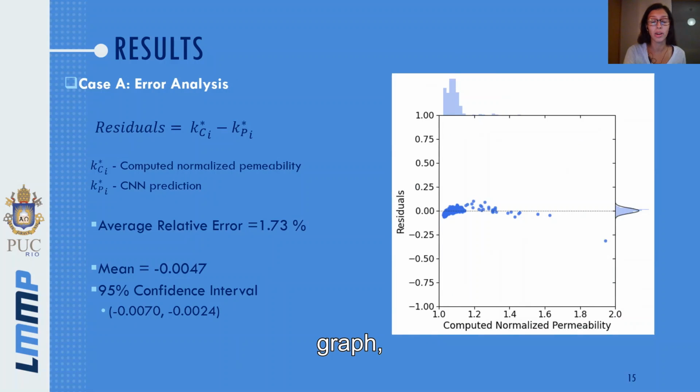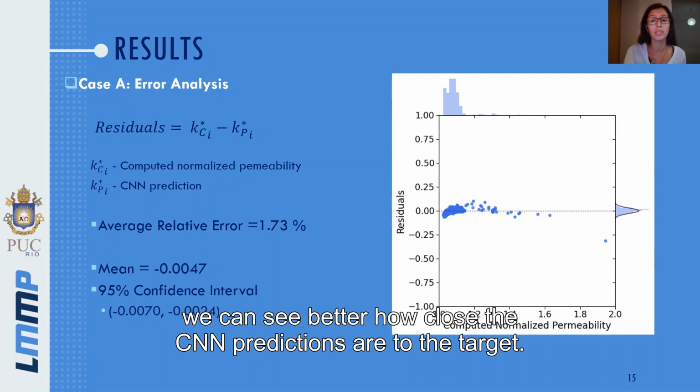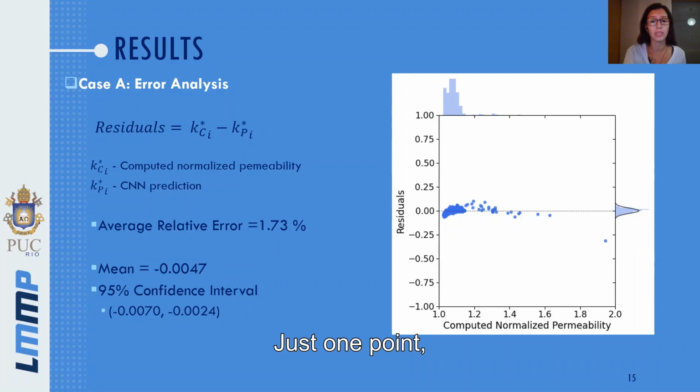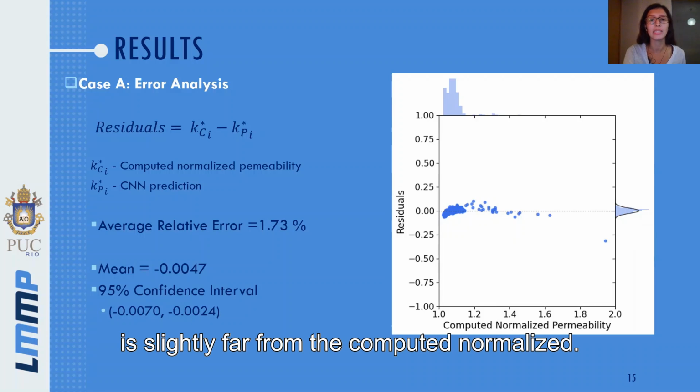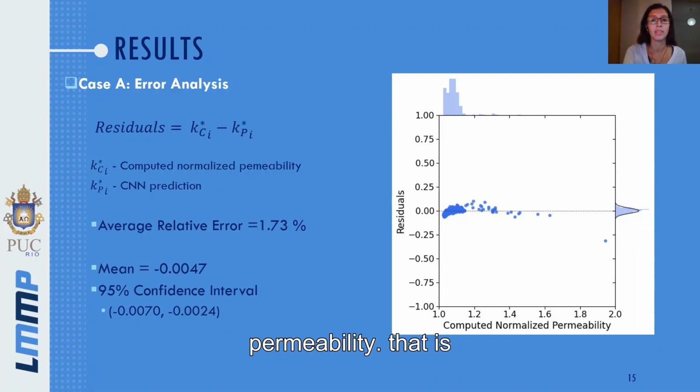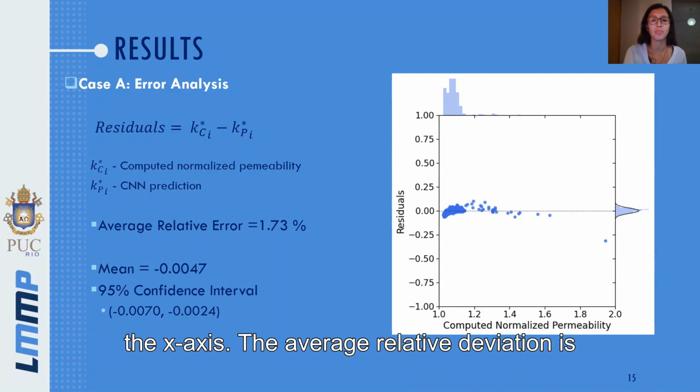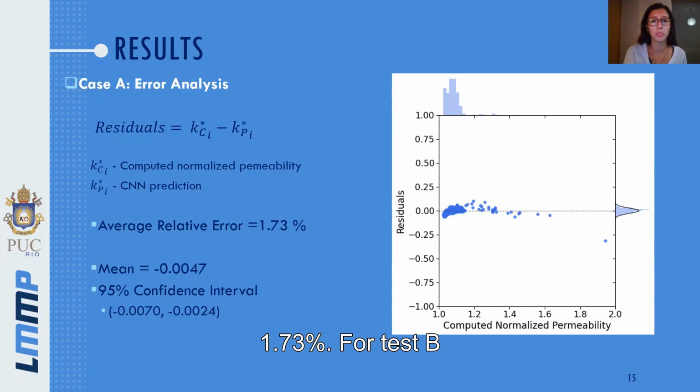On the residuals graph, we can see better how close the CNN predictions are to the target. Just 1 point, the highest permeability point, is slightly far from the computed normalized permeability, that is the x-axis. The average relative deviation is 1.73%.